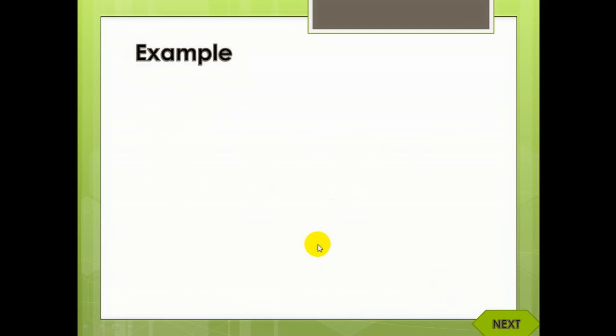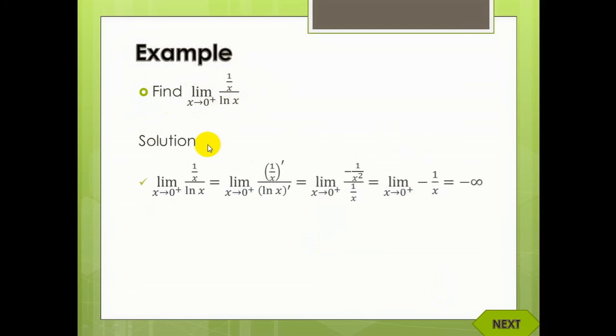Okay, another example. Find the limit as x approaches 0 from the right of (1/x) over ln x. For the solution, we can differentiate both sides. The derivative of 1/x is −1/x², and the derivative of ln x is 1/x. So the result is −1/x. When we substitute, 1 over 0 is infinity, and because of the minus sign, the result is minus infinity.